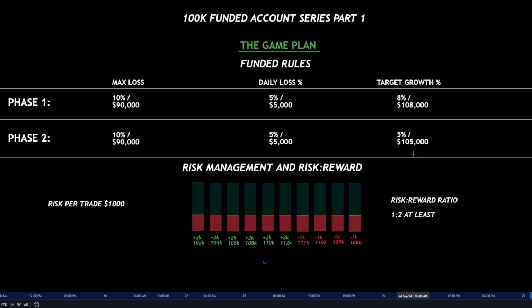I'm going to stick to at least a 1 to 2. There are times that I plan on going up to 1 to 3 or 1 to 4, depending on how the risk reward looks and where my targets are. But I'm not going to take a trade if it is not at least 1 to 2. I will not do a 1 to 1 or a 1 to 1.5. That is, I'm not doing that.